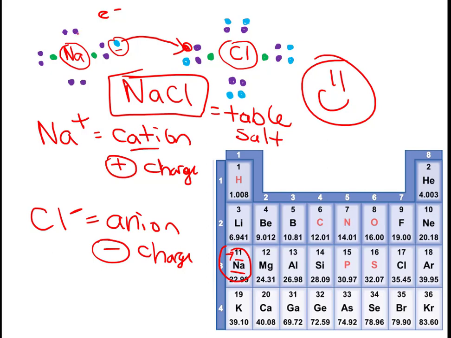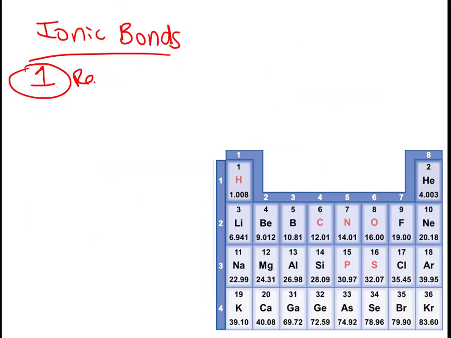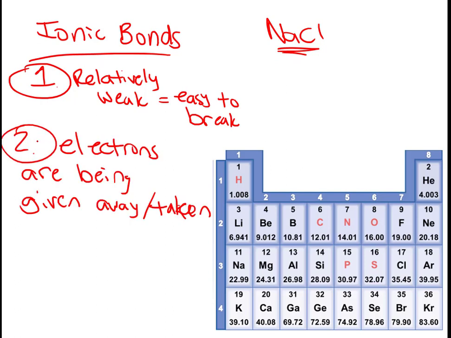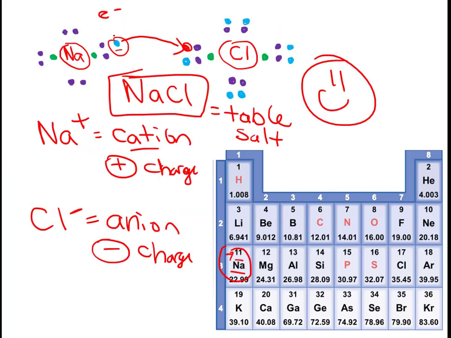All right, so what you need to know about ionic bonds, such as sodium chloride. Number one, ionic bonds are relatively weak. What this means is if you had something like sodium chloride, it would be really easy to break this bond. As you know, if you put sodium chloride salt into water, it will dissolve, right? Like if you're making pasta and you're boiling the water, you put salt in there, it's going to dissolve. So sugar is the same way. So ionic bonds are pretty easy to break. The other thing you want to know about ionic bonds is that the electrons are being given away or taken. So remember from this picture, sodium is giving away its electron and chlorine is taking it.